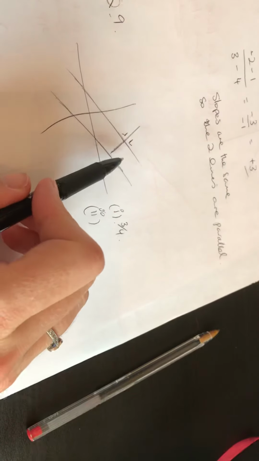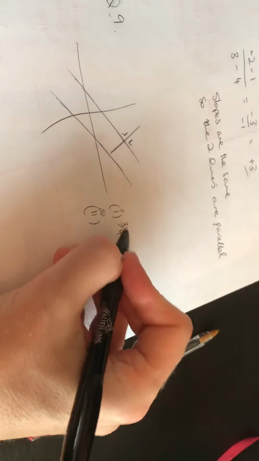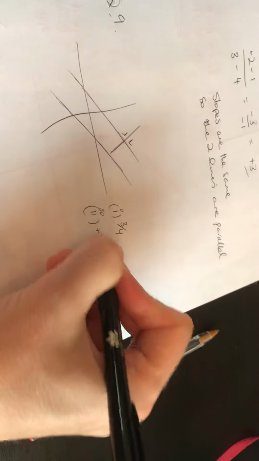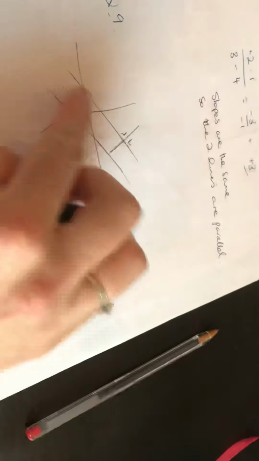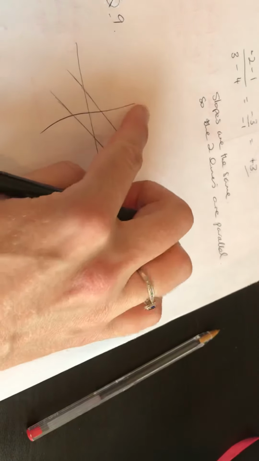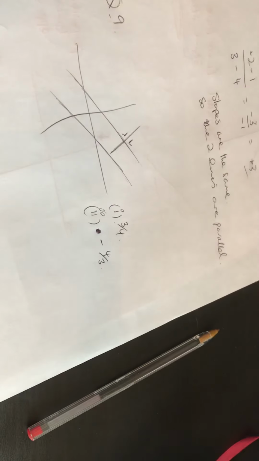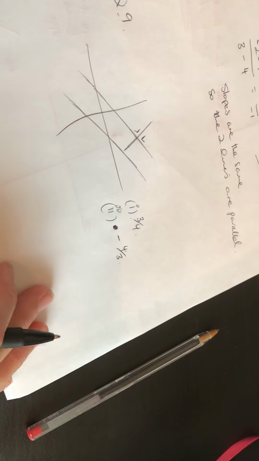Right, so perpendicular means opposite slopes. So this is a plus 3 over 4, which means plus turns to a minus 4 over 3. So if this is a 3/4 slope, this is a -4/3 slope. That was pretty straightforward. Question 9. Oh no, that was 10. Sorry, 9 was the diagram. And 11.